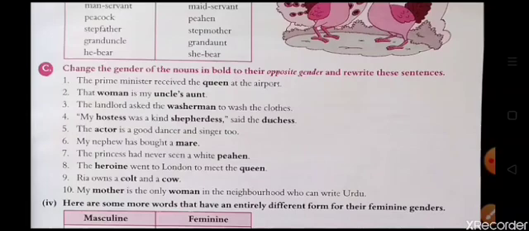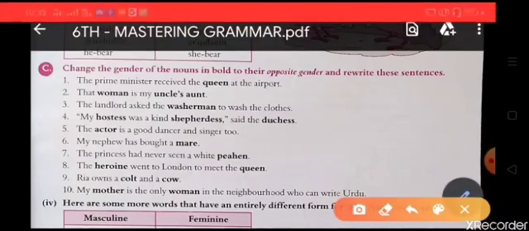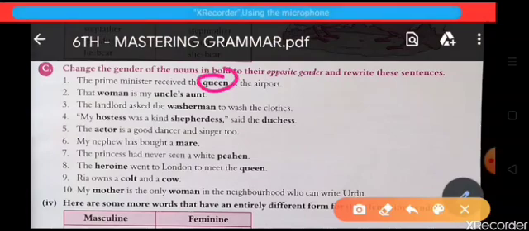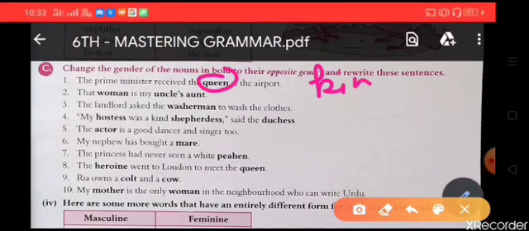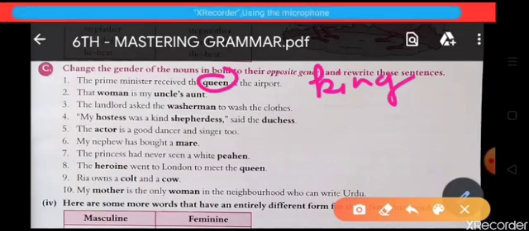Change the gender of the noun in bold to their opposite gender and write these sentences. The Prime Minister received the Queen at the airport. So we have to change the gender of the bold word. Queen is given over here, so we have to write King in its place and rewrite the sentence. The Prime Minister received the King at the airport.